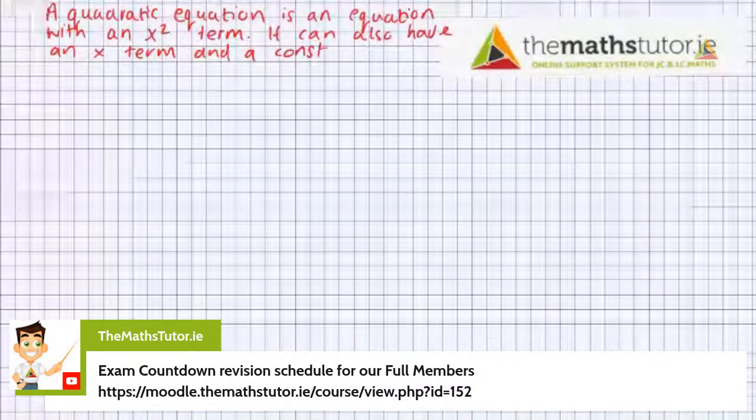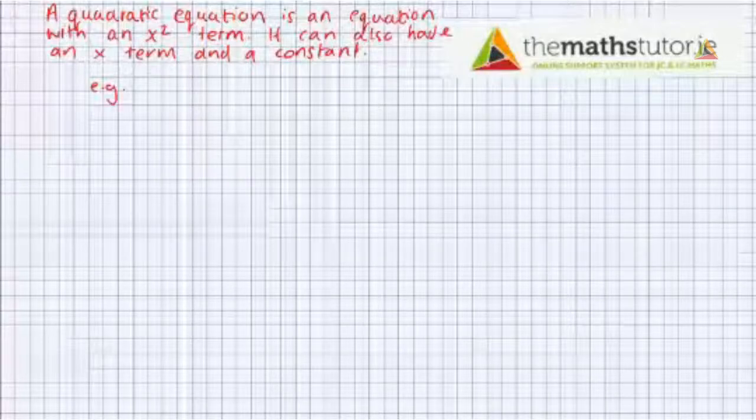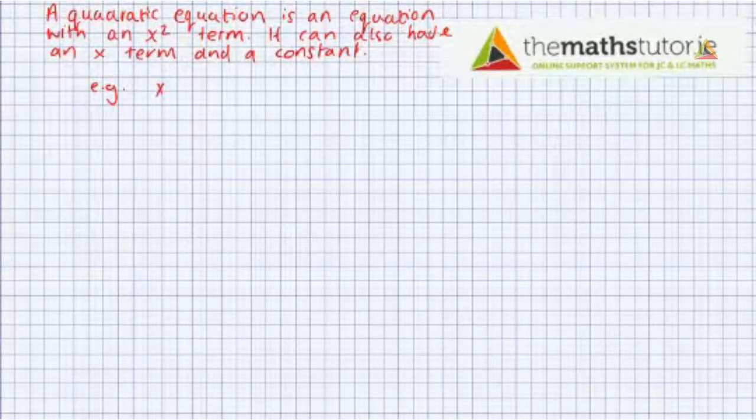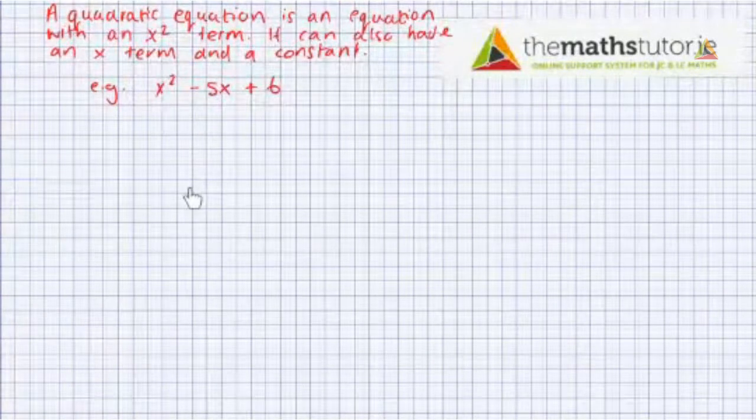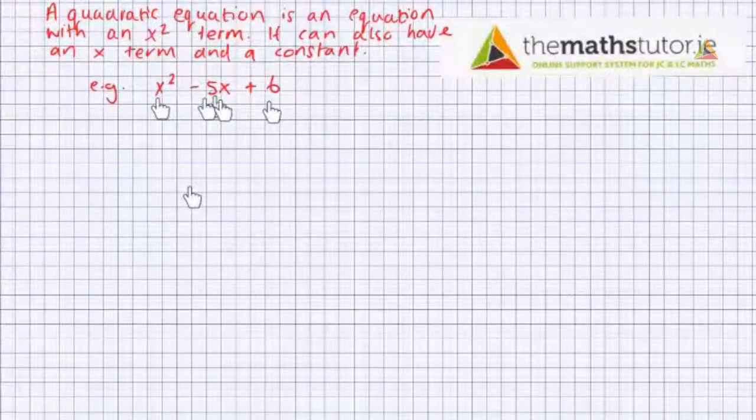So an example of that would be if we had x squared minus 5x plus 6. So there's your x squared term. There's your x term, so that's a coefficient of x, which is minus 5. So that's your x term. And your constant, which is 6. So that number doesn't change.